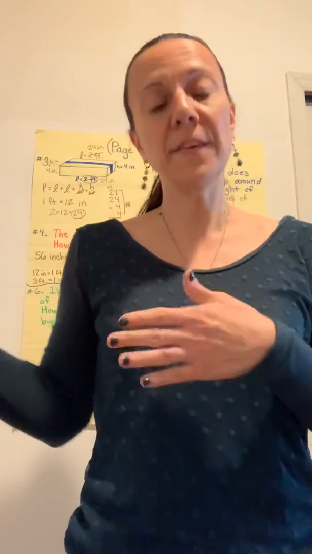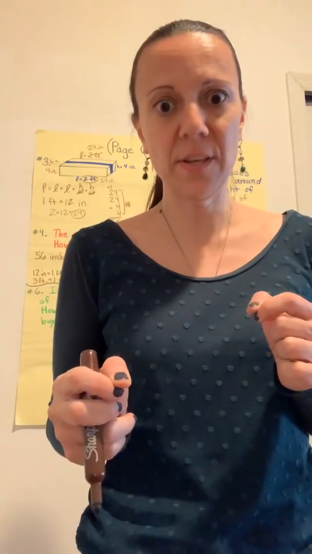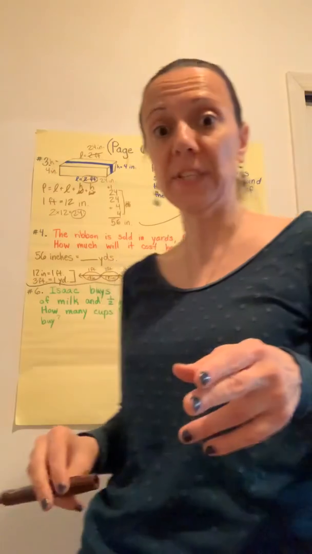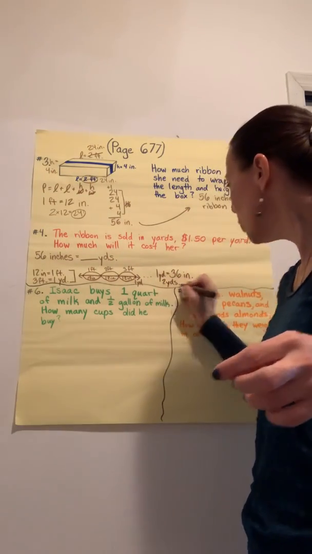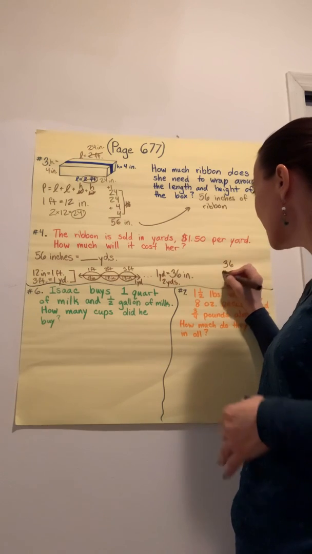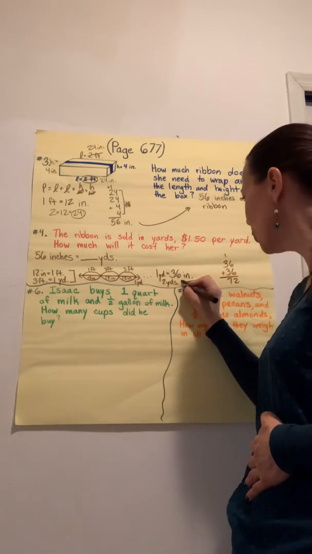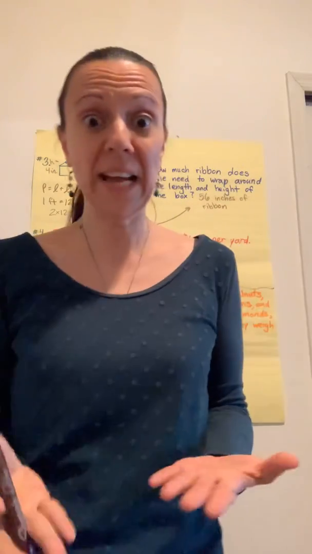I need 56 inches. 1 yard is 36 inches. Is that going to be enough? No, it's not, because I'm not up to 56 yet. So what would 2 yards be? 2 yards would be 36 plus 36, 72 inches. Well, that's more than I need.